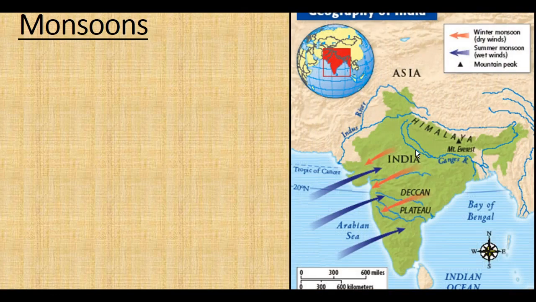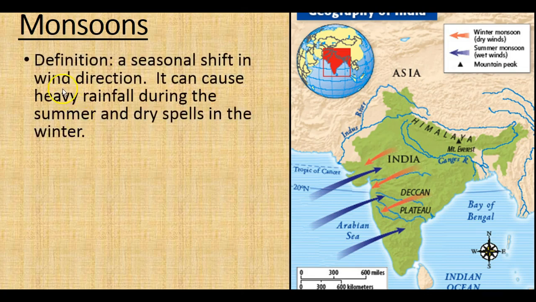What is a monsoon? It is a wind, actually. So the definition says it's a seasonal shift in wind direction. It can cause heavy rainfall during the summer and dry spells in the winter. So let's take a look at our map. If we look at the key, the red arrow says these are winter monsoons, those are the dry winds, and the blue arrows are the summer monsoons, those are the wet winds.